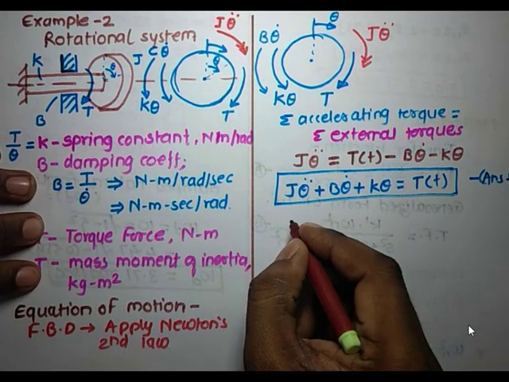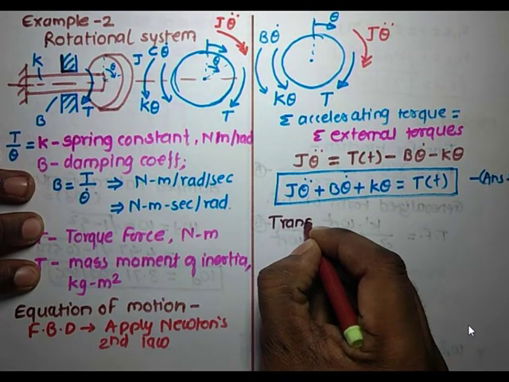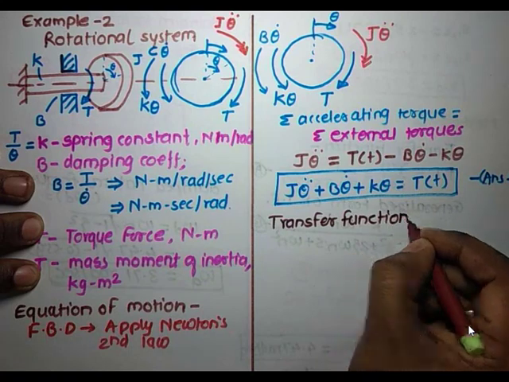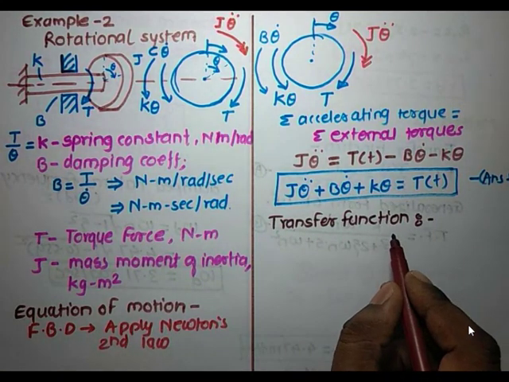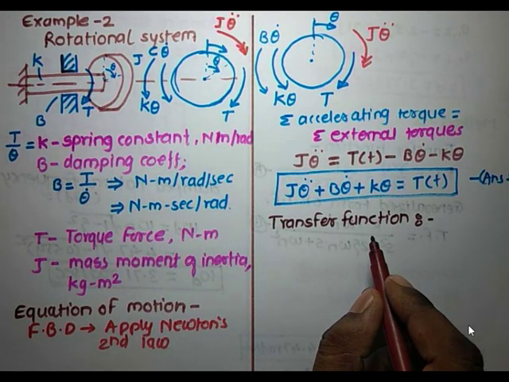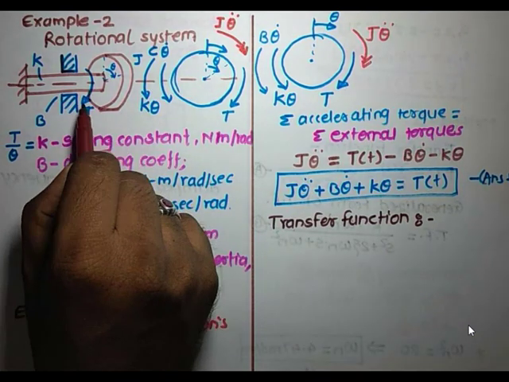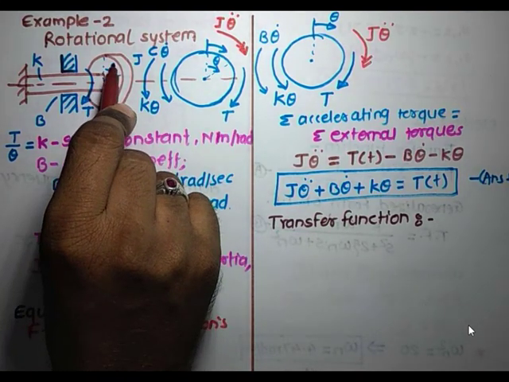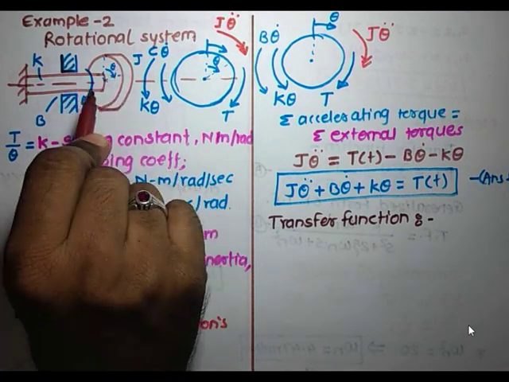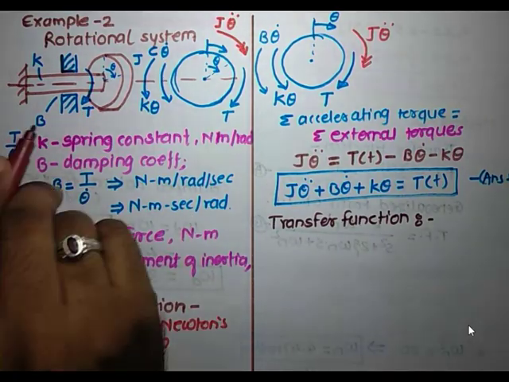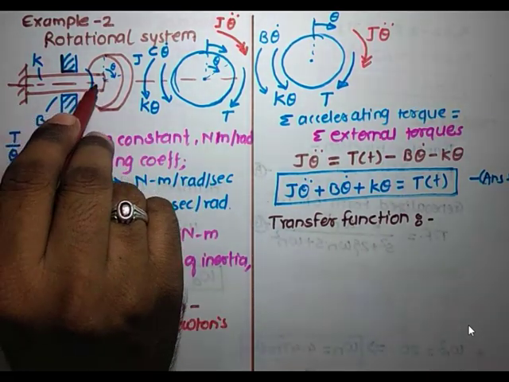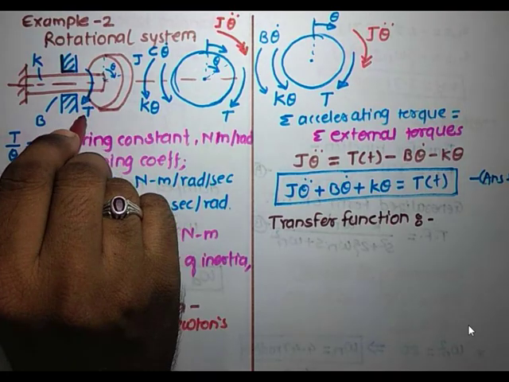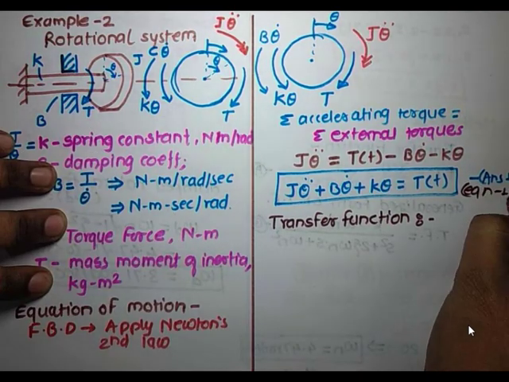Next, transfer function. We are going to determine the transfer function of the system. To get the transfer function, we need to know the input and the output of the system. The input given to the system is torque T, and the response of the system is the angular displacement theta in the same direction as the applied torque. So the transfer function is the ratio of theta of S to torque of S. This is equation number 1.